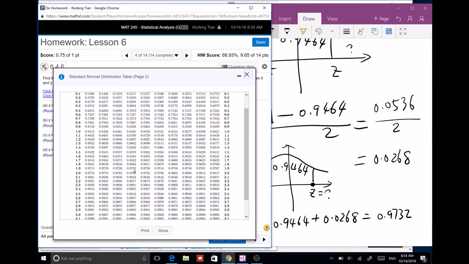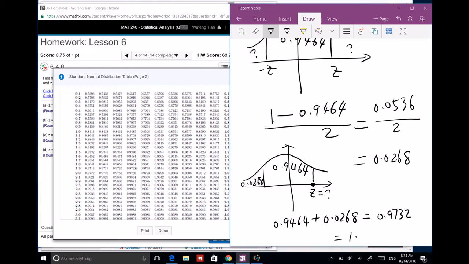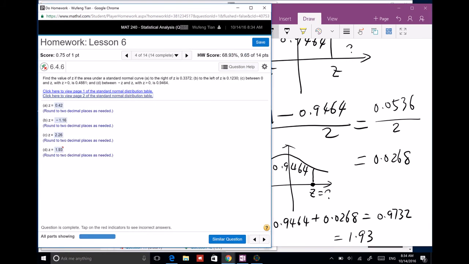0.9732. You can see it's 1.9. Go to the end of the line, 1.9, then 0, 1, 2, 3, go to point 1.93. You can see the value is 0.9732. Okay, so that's how you get the answer.